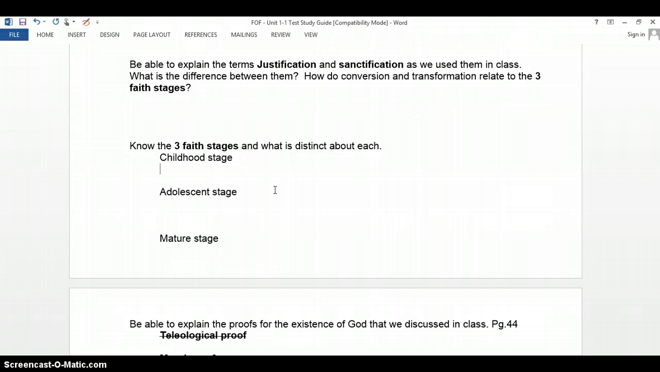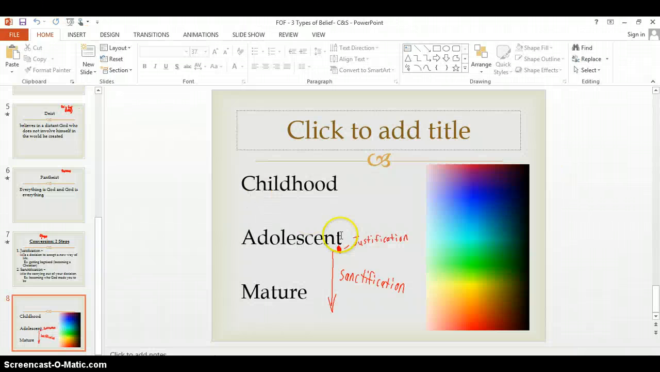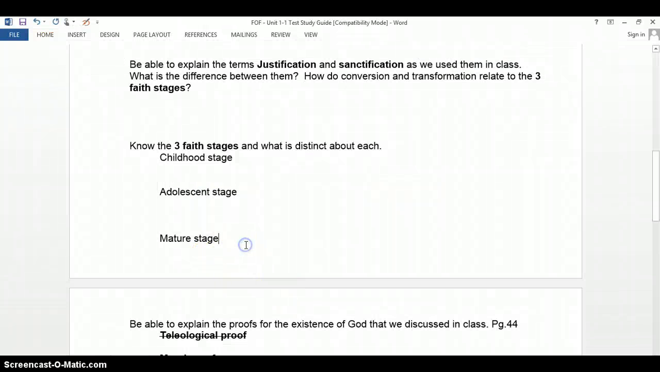Towards the end of this stage of faith, when you start to figure out what it is you want to believe, what sort of faith you want to have, that's where your justification takes place, when you really are like, all right, yes, this is what I want to do. You're accepting that new way of life. And then your mature stage of faith is when you're pretty secure in what you believe and you've made a commitment to live that way.